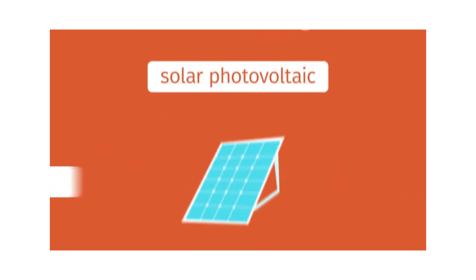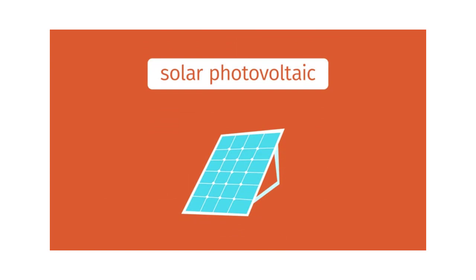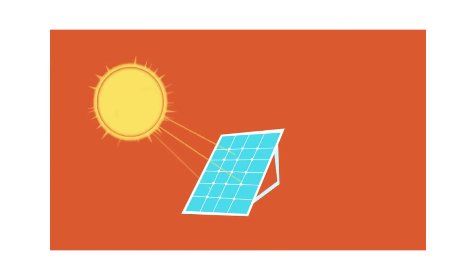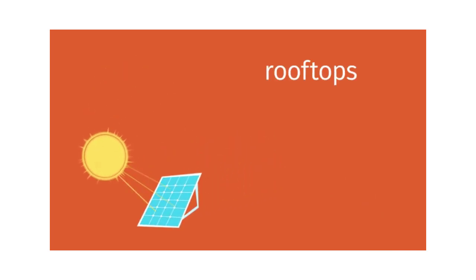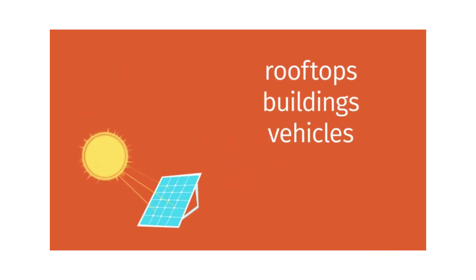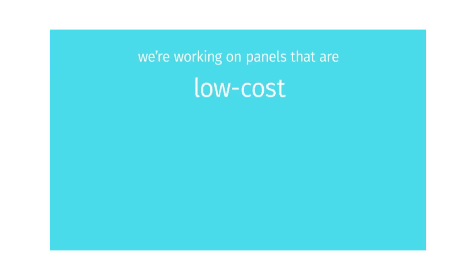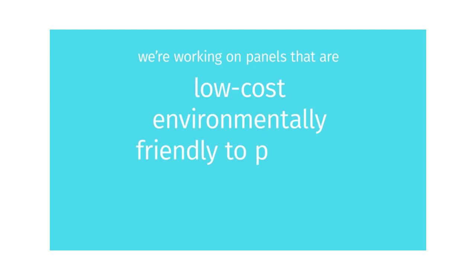Solar photovoltaic, or PV, is a way to convert sunlight into electricity. When light photons hit a photovoltaic panel, they excite electrons free, causing the charge to build up, which gives us electricity. These solar panels are often installed on rooftops, integrated into building or vehicle designs, or attached to power plants in very large numbers. We're working on low-cost panels that are environmentally friendly to produce, thin, and even flexible, so we can generate electricity from the sun in all kinds of places we couldn't before.